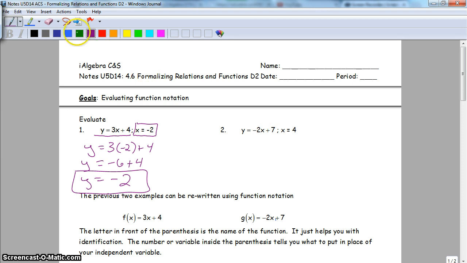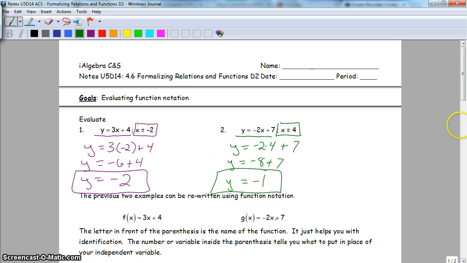Here, again, might be kind of confusing, but y is equal to, that's a whole different thing, but it's still y. And then when x is 4, same thing though. We're going to take 4 and plug it in. Y equals negative 2 times 4 plus 7. So you get y is equal to negative 8 plus 7. Negative 8 plus 7 is negative 1. Y is equal to negative 1.